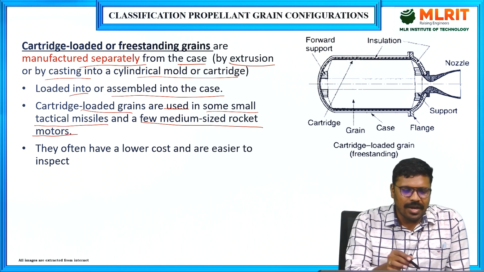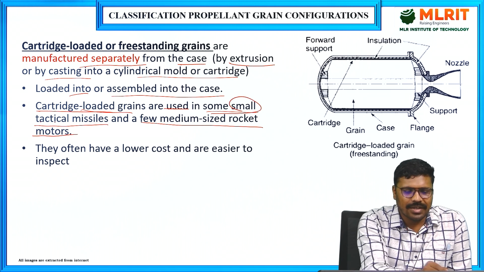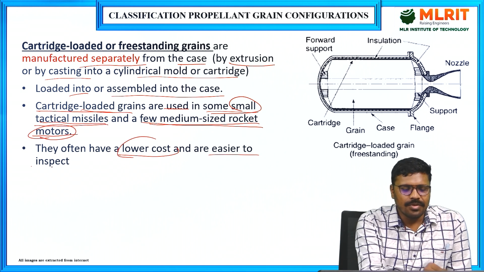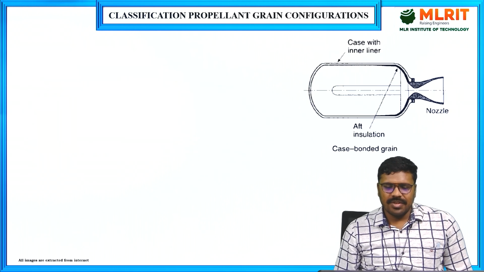So for small rocket motors, we can use cartridge loaded grains, used for small tactical missiles and a few medium sized rocket motors. They often have a lower cost and are easier to inspect. We can easily inspect the propellant grain for a cartridge loaded type. Next one is a case bonded grain.